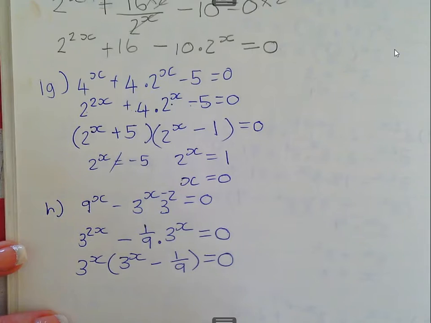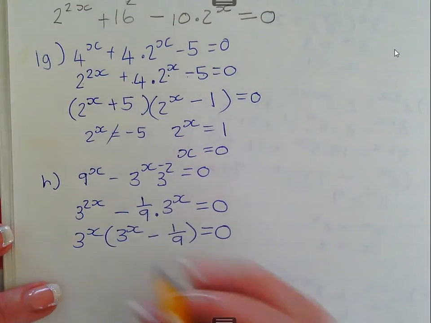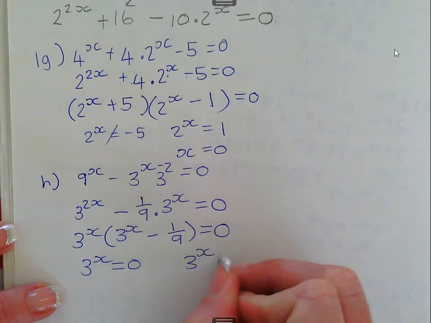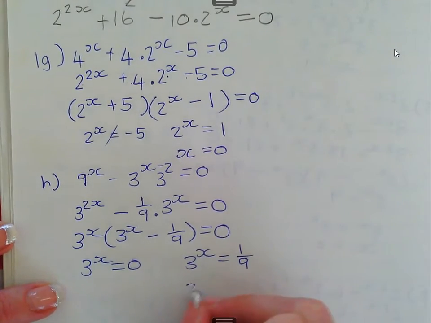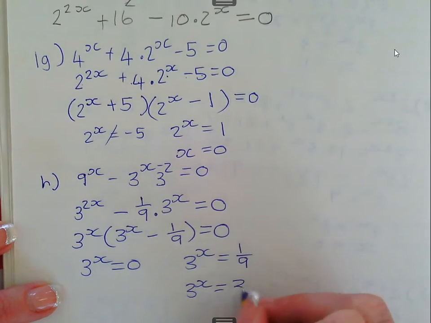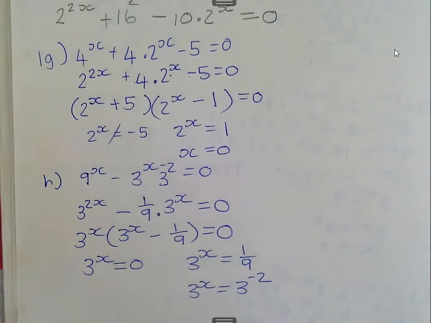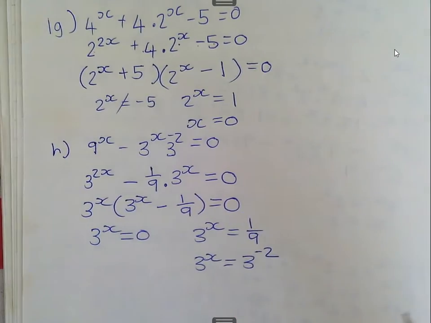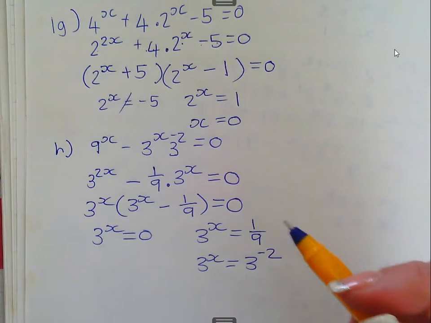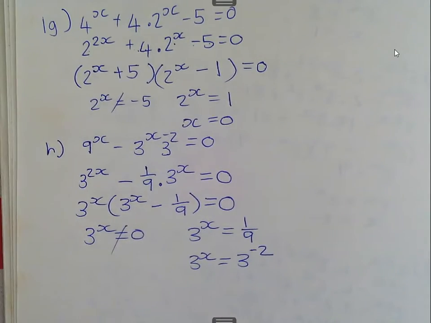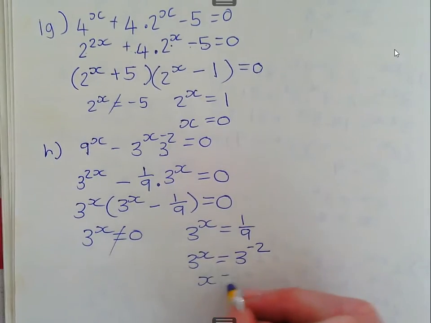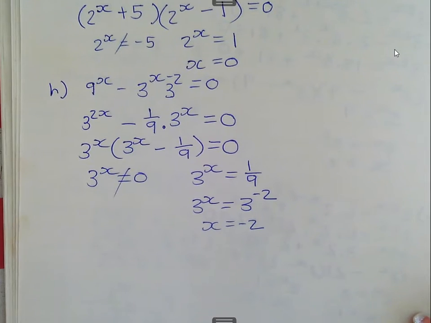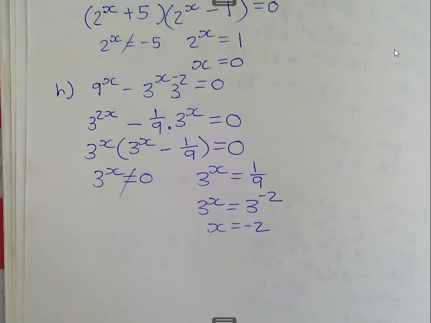Do you understand what I did there? Everyone? So I've got 3 to the power of x equal to 0, and I've got 3 to the power of x equal to a ninth, which can be written as 3 to the power of x equal to 3 to the power of negative 2. Now, is there a way that I can get 0 to be 3 to the power of something? No, because 3 to the power of 0 is 1. So this one is not possible. But this one, x is equal to negative 2. Any questions? You all understand?